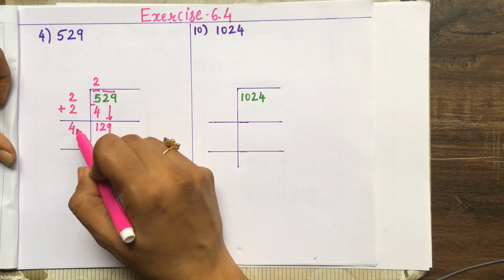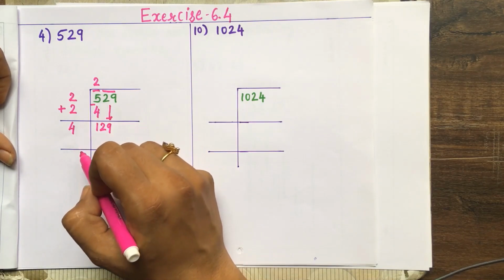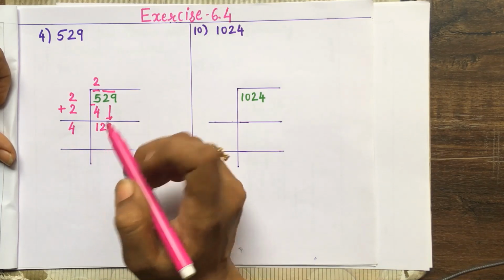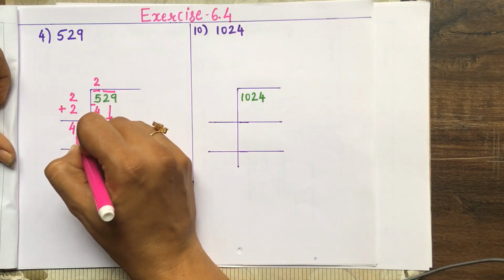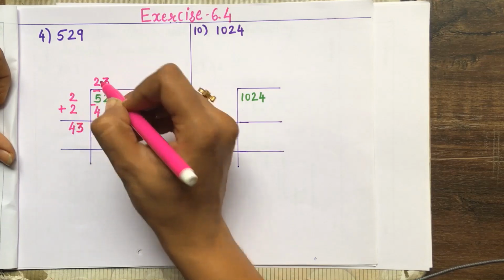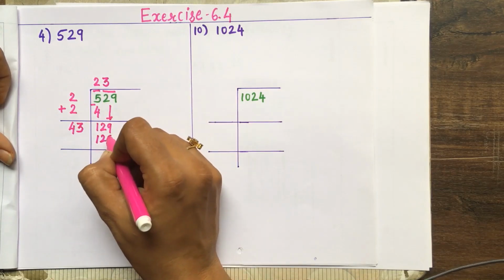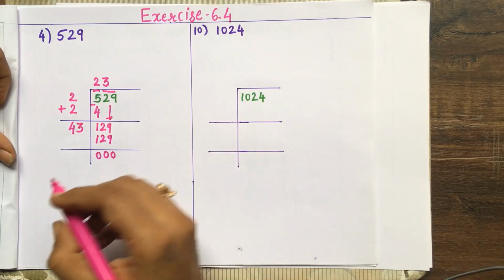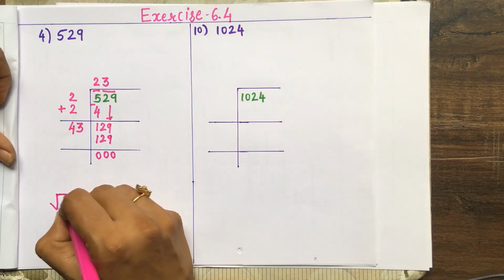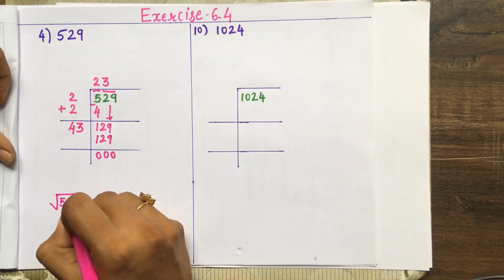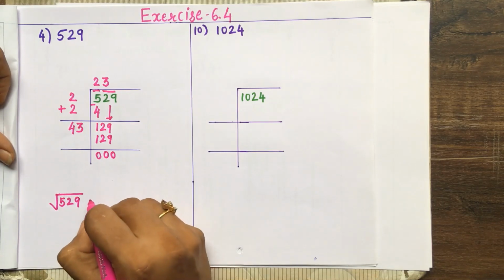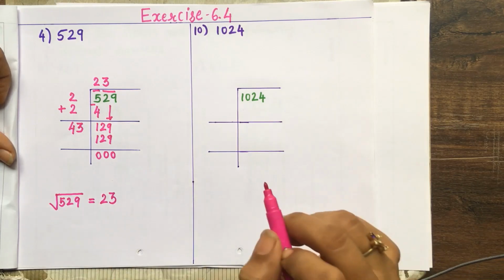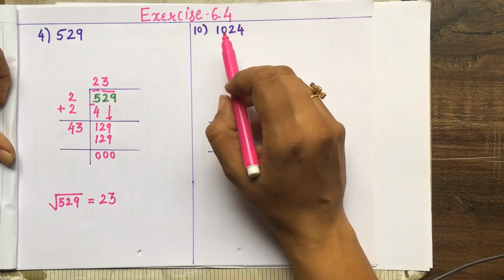If I take 3 over here, then 43 into 3 I have to do, and 43 3s are 129, which is equal to 129. So I'll take 3. So 43 3s are 129, and the remainder we are left with is 0. So square root of 529 is equal to 23.